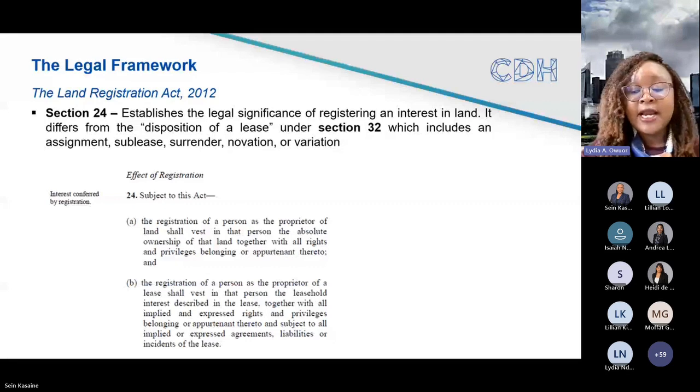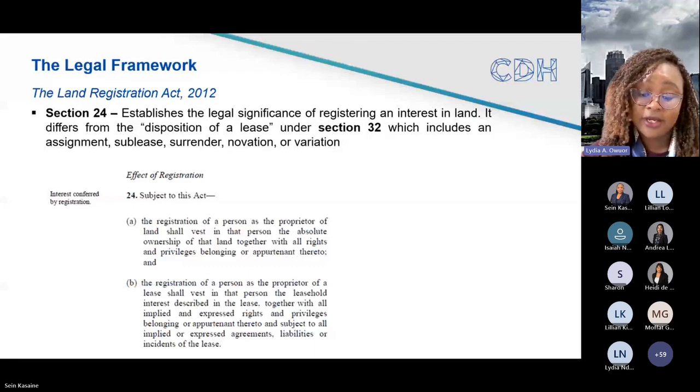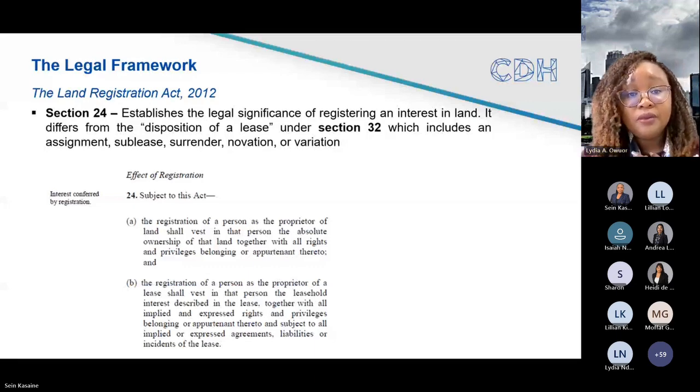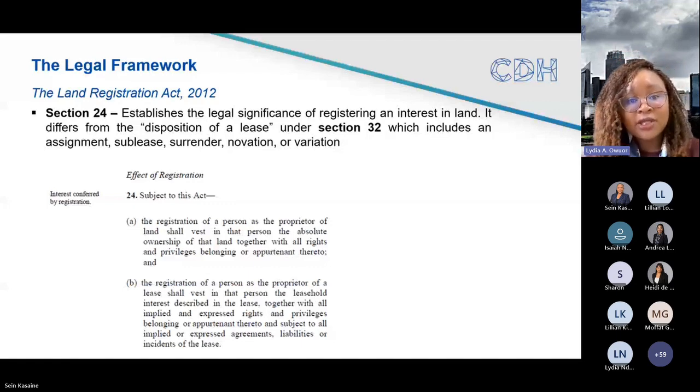Now, let me just say, land registration systems are designed to ensure the clarity and enforceability of interests in land, right? So in my view, Section 24 of the Land Registration Act establishes the legal significance of registering an interest in land or a lease. This section actually is what establishes the significance of registration.